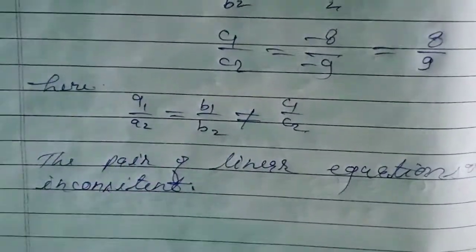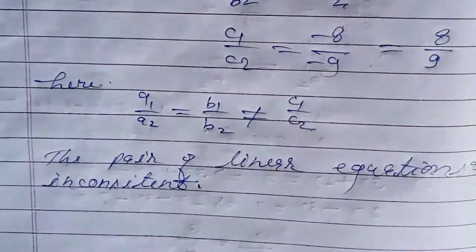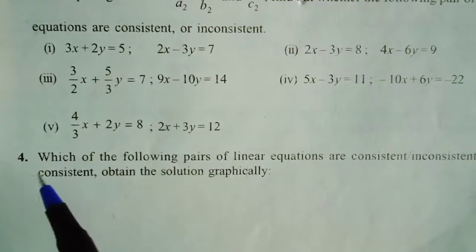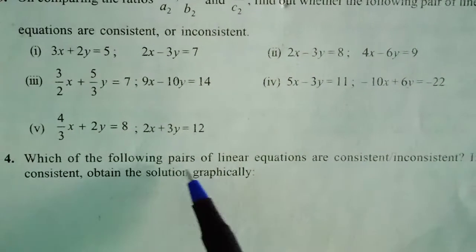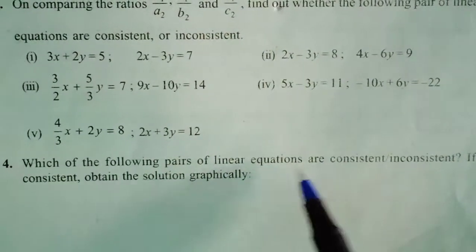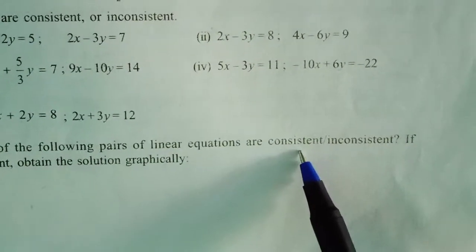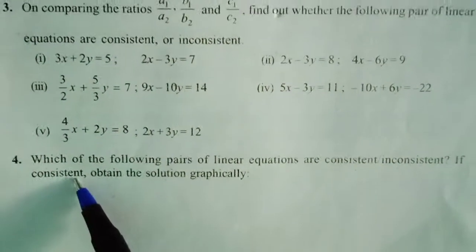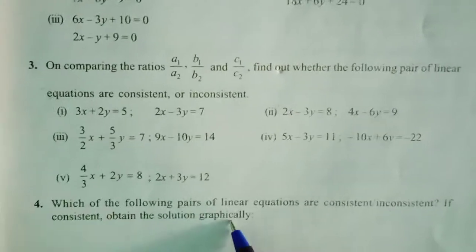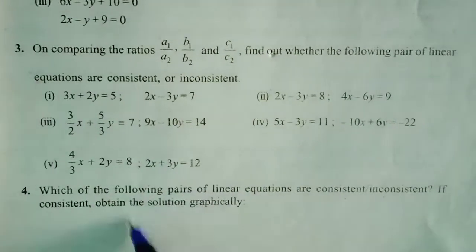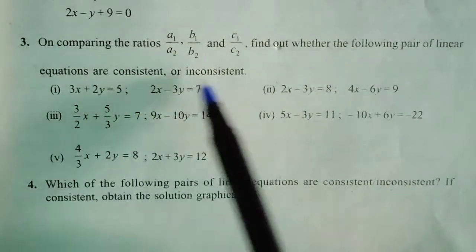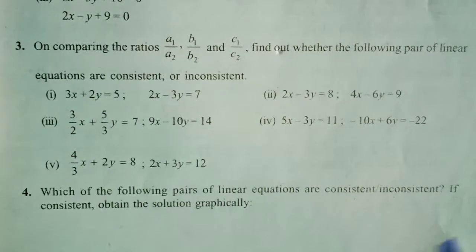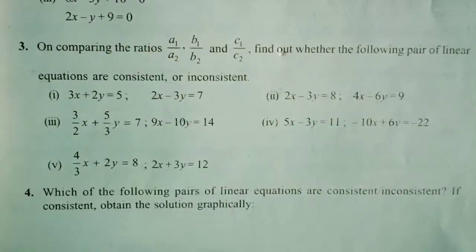Okay, so solve the remaining 2 questions yourself, 2 or 3 questions. Question number 4. Which of the following pairs of linear equations are consistent or inconsistent? If consistent, obtain the solution graphically. So first we have to solve the equation like this. If consistent, then we have to draw the graph. Okay, so let us solve.